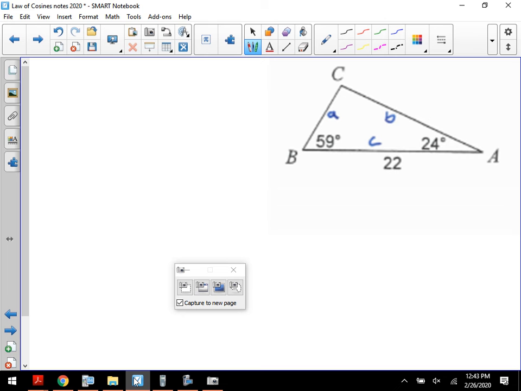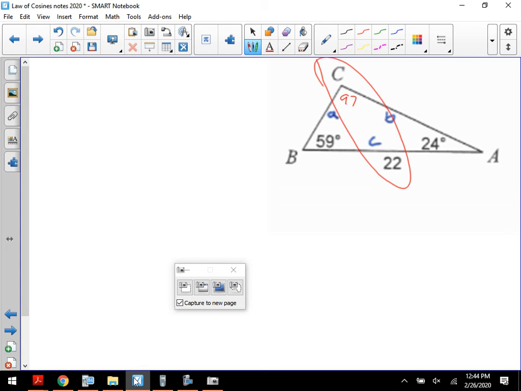So you subtract the 59 and the 24. What was that? 97. Thank you. That gives you 97 at angle C. Now, do you have an angle and its side opposite? Yeah. So you use those two to solve for the other sides.